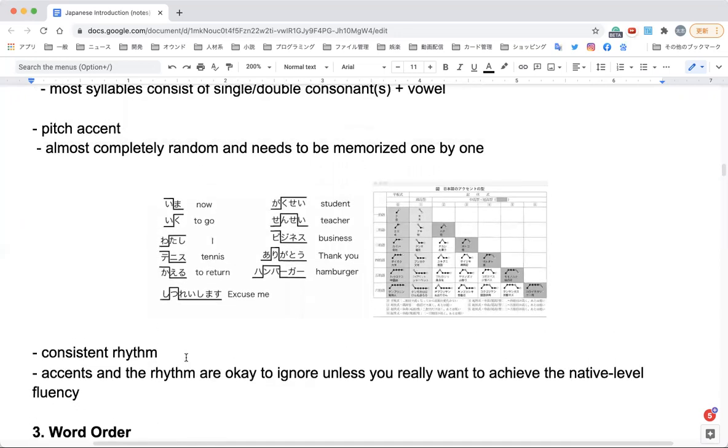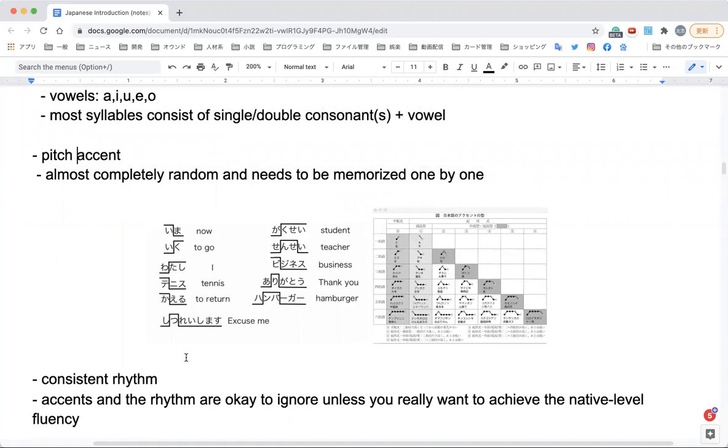Another thing to note is consistent rhythm. When native speakers speak Japanese, it's going to sound like this: こんにちは。私の名前は大志です。東京出身です。I'm not really trying to, but I'm keeping a consistent rhythm as I speak. When the consistent rhythm breaks, it goes like this: こんにちは。私の名前は大志です。東京出身です。And it can sound a little bit awkward. So if you really want to sound fluent, consistent rhythm is something you need to keep in mind.